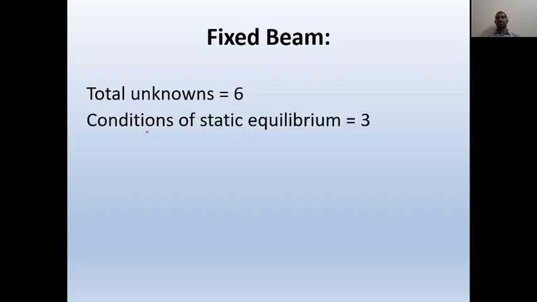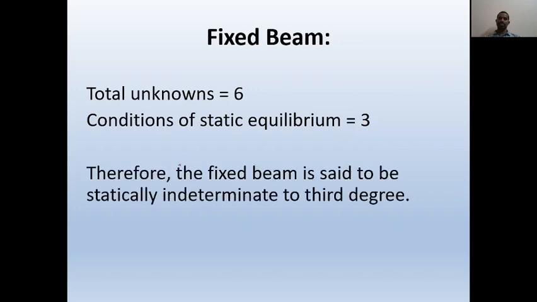And the conditions of static equilibrium are always 3: sigma H is equal to 0, sigma V is equal to 0, and sigma M is equal to 0. Therefore, the fixed beam is said to be statically indeterminate of third degree.